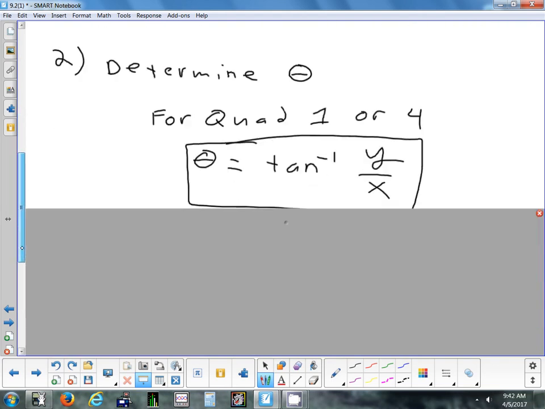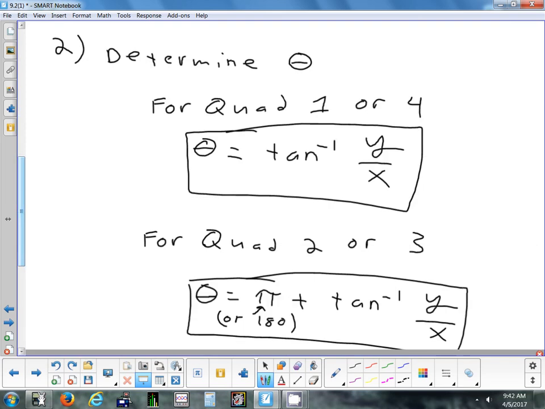If you're in quadrants 2 or 3, you're still going to do the inverse tangent of y over x, but you have to add pi if you're in radians. If you're in degrees, you'd add 180. Okay, so quadrants 1 and 4, just use inverse tangent y over x. Quadrants 2 and 3, it's 180 plus inverse tangent y over x.